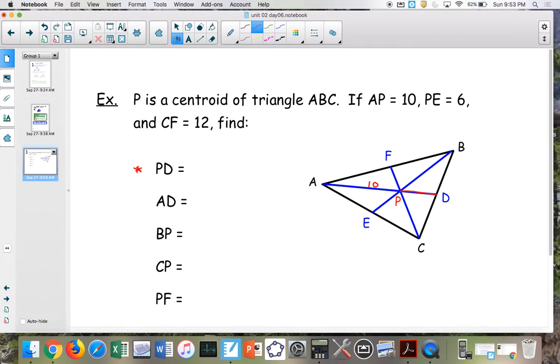Well, from what we noticed in GeoGebra, if A to P is 10, P to D should be half of that, or 5. The bigger piece of any median is twice as big as the smaller piece. So if I give you the bigger piece, you divide it by 2 to get the smaller piece. So PD is 5. And then if I ask you what is AD, well, that's the length of the whole median, so you add those together. 10 plus 5 is 15.